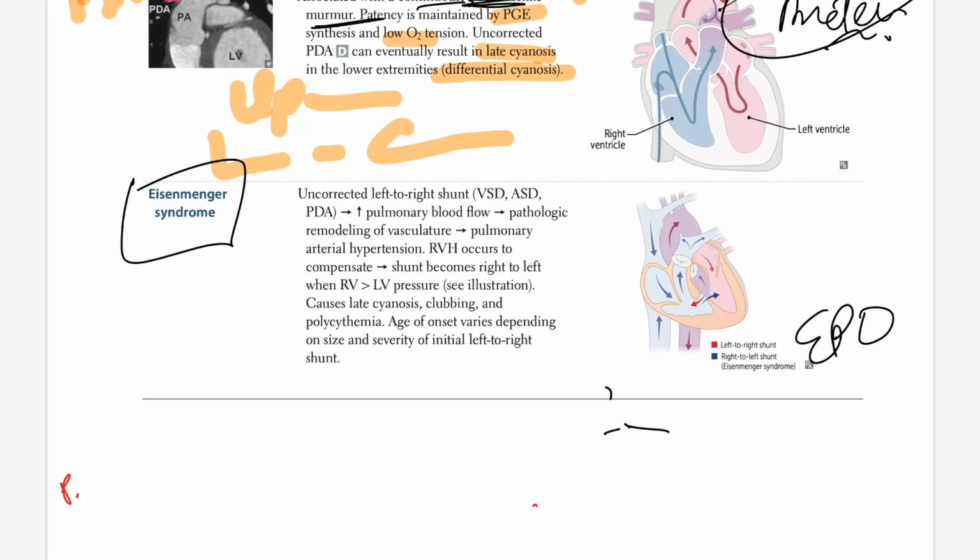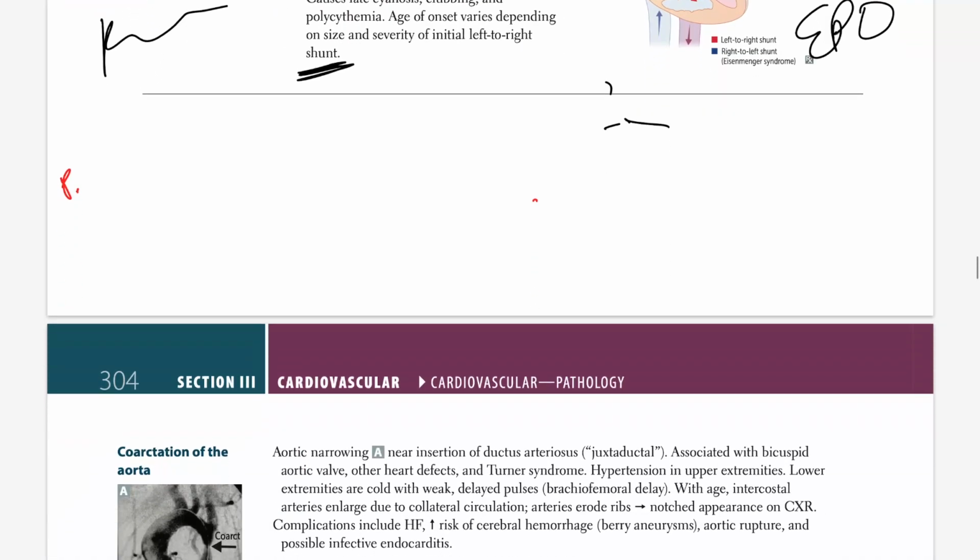Eisenmenger syndrome, we are talking about a reversal of the shunt. When will it reverse? When you develop pulmonary hypertension. When will pulmonary hypertension develop? We don't know. It depends upon how much the shunt is. Okay, and that will just reverse the whole shunt, and it will be called Eisenmenger syndrome, and that is all.